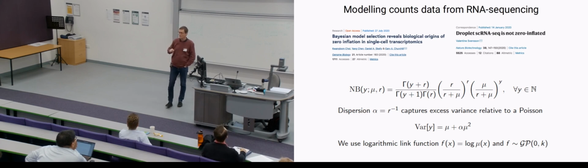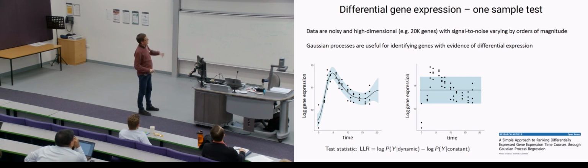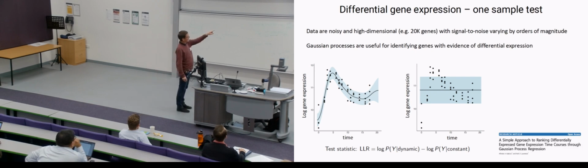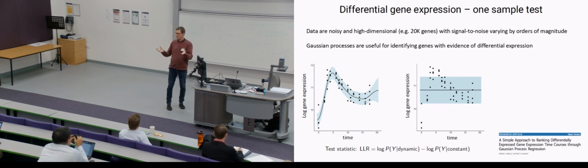Yeah? Sorry, just go back one slide. Can you just comment a bit more on why you chose that statistic? It depends, actually. You don't have to choose this statistic, but basically it's the marginal likelihood. So you're marginalizing out the GP, which minimizes the number of parameters. And then the dynamic model, if I'm using RBF covariance, would have a length scale and a variance and a noise variance, right?